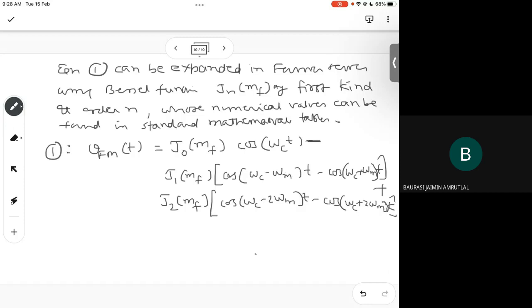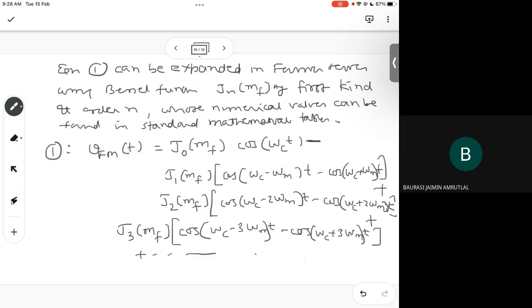This is a Bessel function, which is typically written like this. Then I could explain one more, just to make it clear. It becomes very simple. J_3(M_f), again cos of (omega_c minus 3 omega_m) t and minus cos of (omega_c plus 3 omega_m) t, and so on.